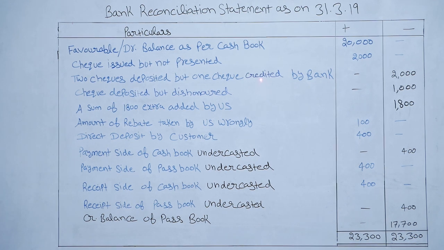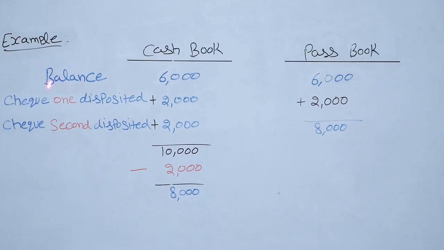Let's understand this through a small example. Cash book balance 6,000, passbook balance 6,000. After depositing two checks of 2,000 rupees each, we must have increased our cash book balance in this way. Check 1 deposited plus 2,000, check 2 deposited plus 2,000. So after adding, balance is 10,000. But bank only credited one check of rupees 2,000. So after adding, balance is 8,000. That's why balances are mismatching.